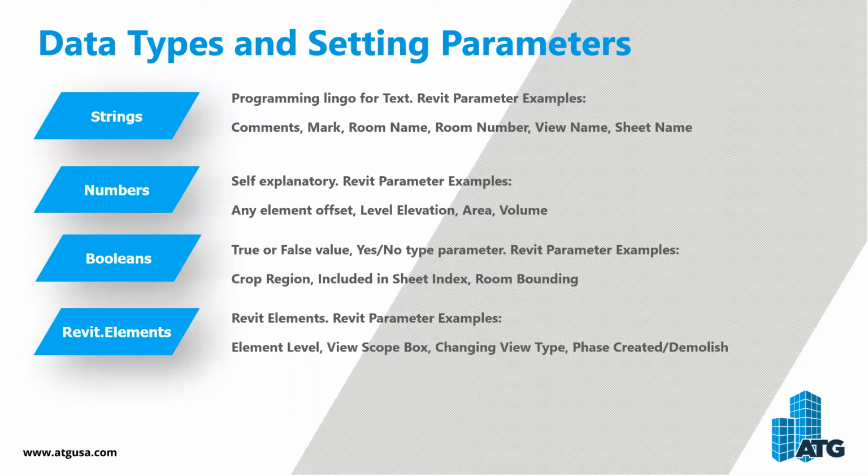Next are Booleans, and those are simply just true or false values within the Revit platform or within the Revit space. It's a yes/no type of parameter.